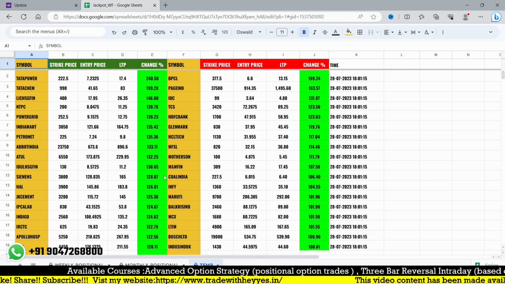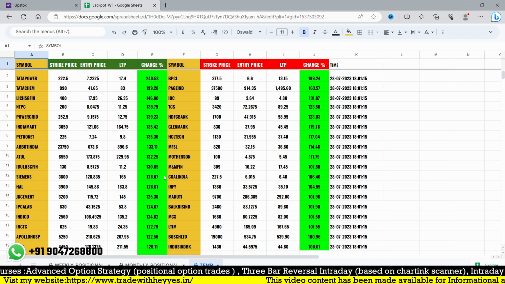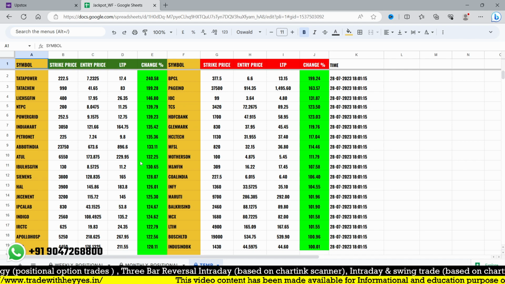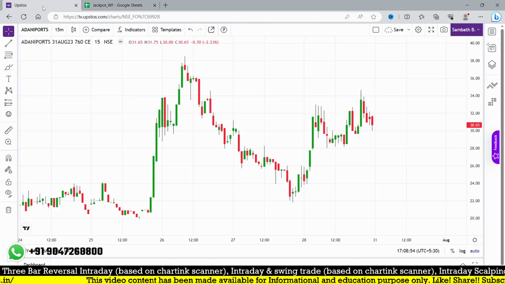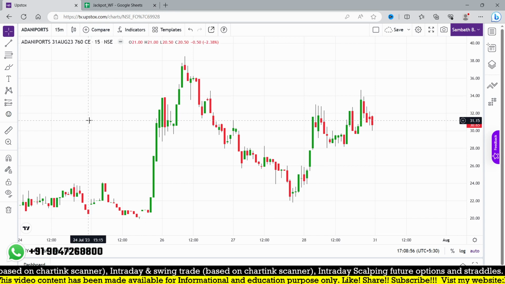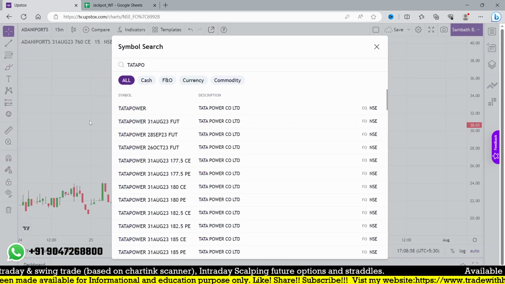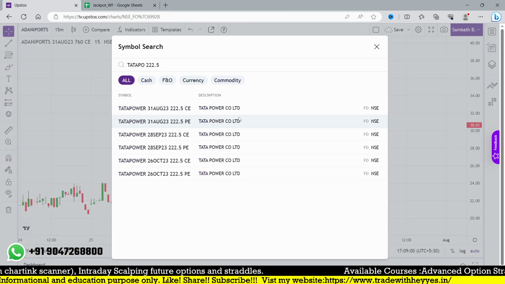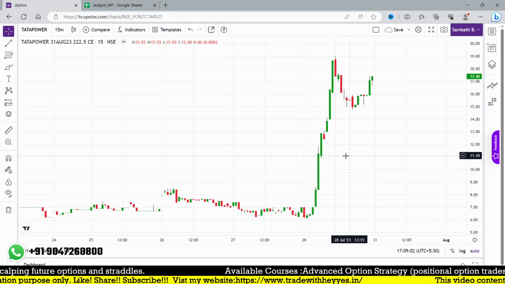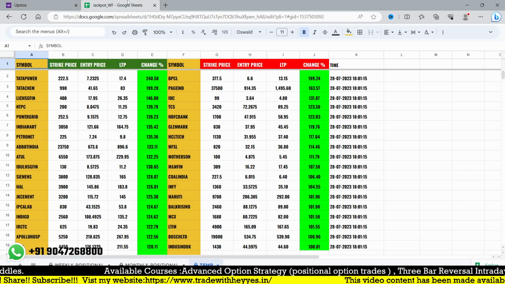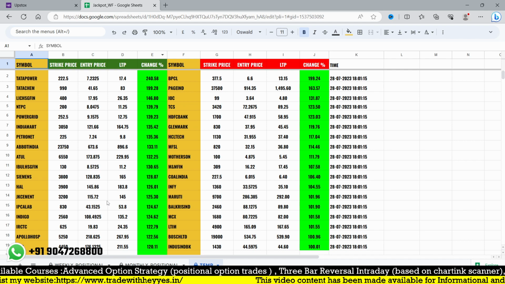The weekly positional is already updated. Let me show you, and it was only one day. Anyone holding positions, we have already recommended that they were not holding. Tata Power is the only one we found, at 222.5, which is what I call the strike price. Around 13 is our entry point, which triggered on the weekly positional.